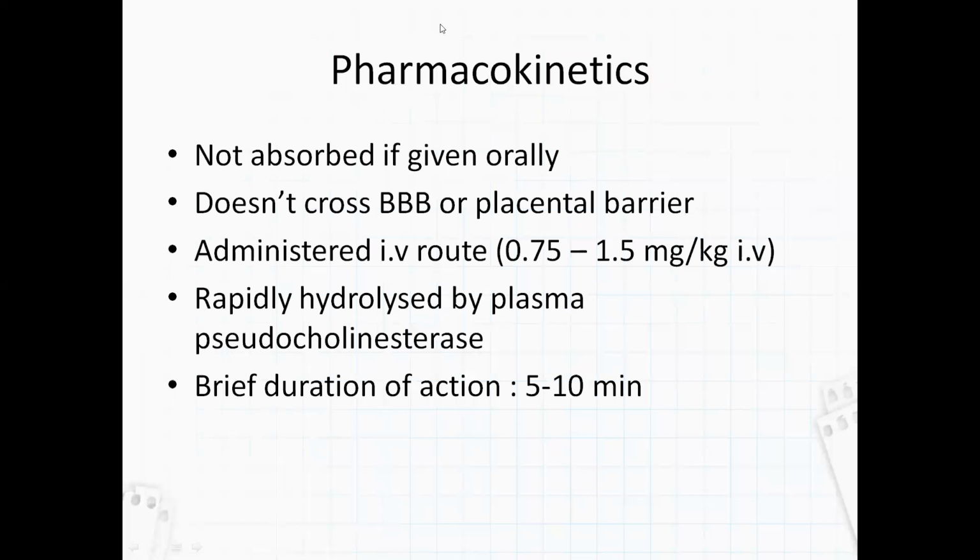The pharmacokinetics of these drugs: depolarizing blockers are also quaternary compounds. That is, succinylcholine is also a quaternary compound, and it is not absorbed if given orally, and doesn't cross the blood-brain barrier or placental barrier. It is administered IV, 0.75 to 1.5 milligrams per kg intravenously. And this succinylcholine is rapidly hydrolyzed by plasma pseudocholinesterase.